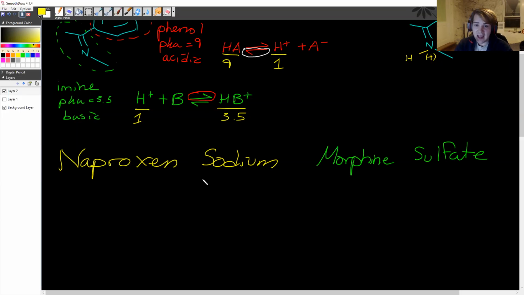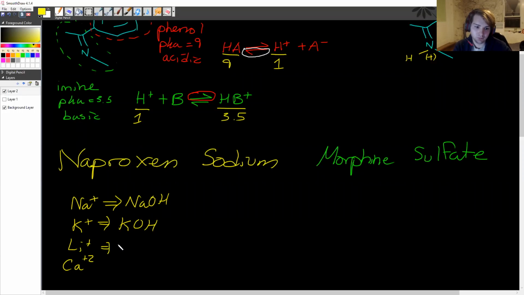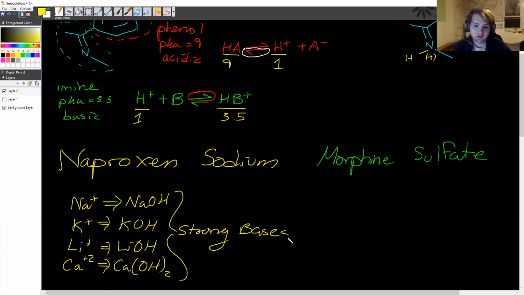Because remember that if we have some sort of counterion, like a sodium, or some sort of counterion like a sulfate, whatever this is countering has to be the opposite. So for things like sodium, potassium, lithium, calcium, these all came from strong bases. All right, these are all strong bases. So if we are conjugating a drug with a base, that means that naproxen must be an acidic drug.